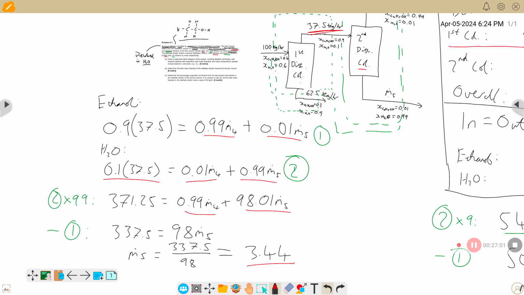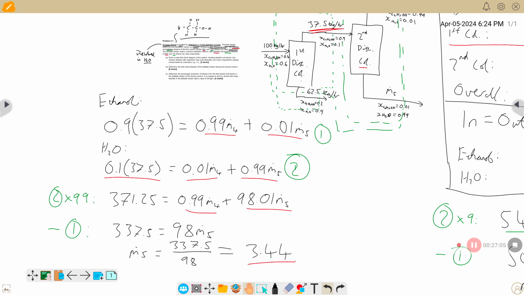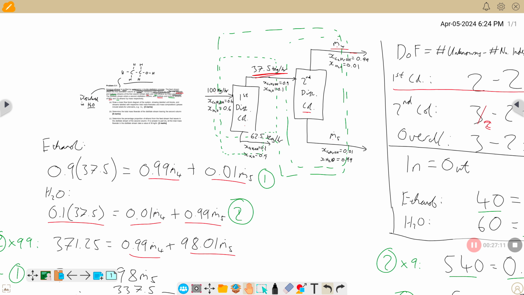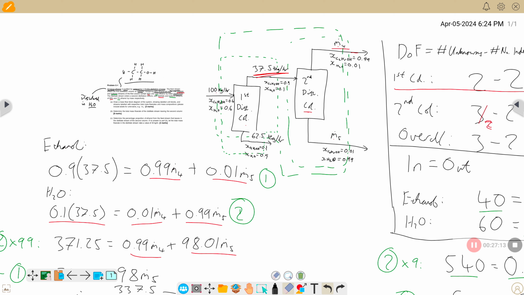Now I've been a bit dumb here in that I've calculated M5 when I could have just calculated M4, but we can use the same logic that we did before, right? We can go back to our diagram. We can replace M5 with 3.44 kilograms per hour. Does that make sense?